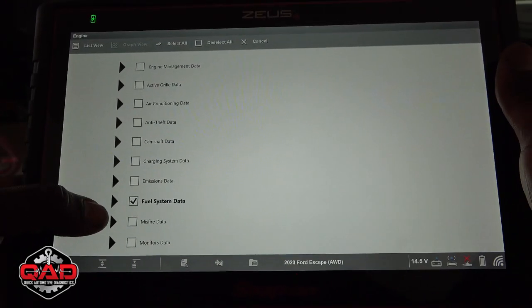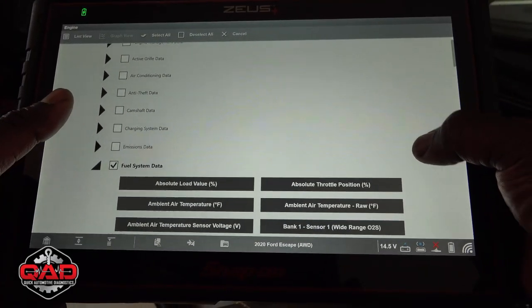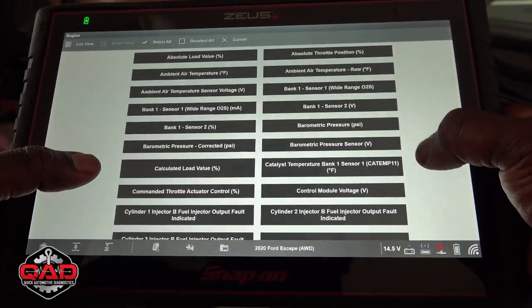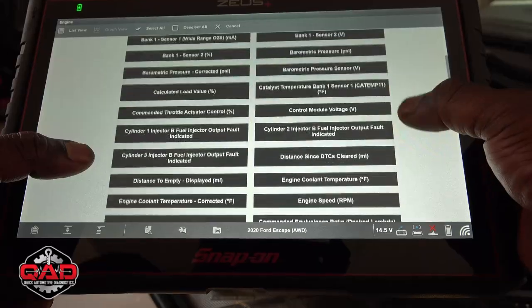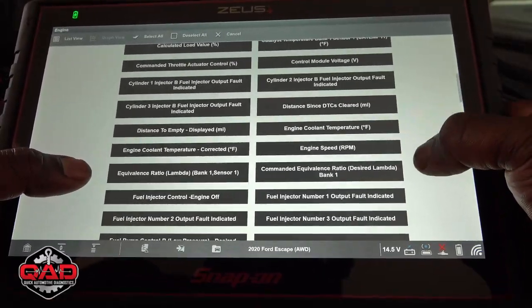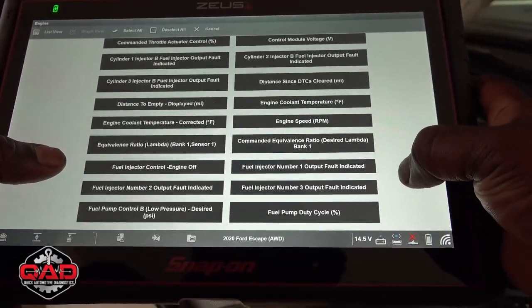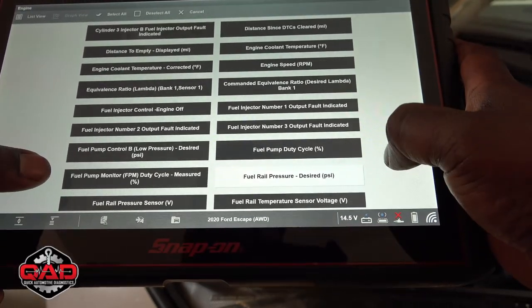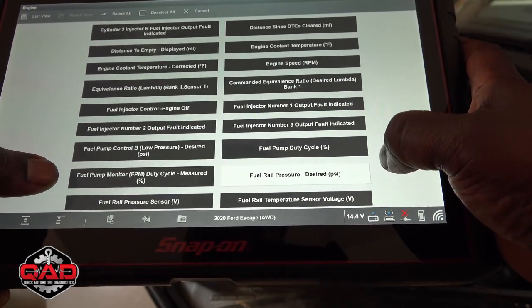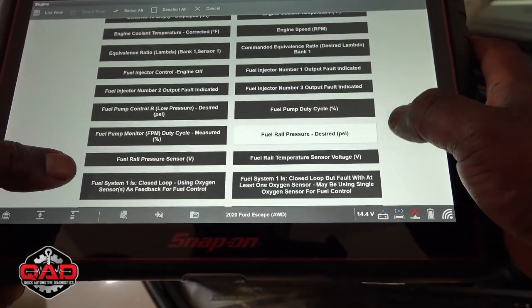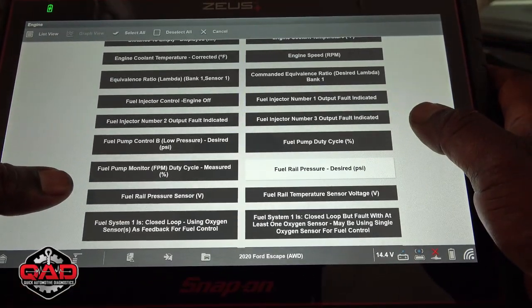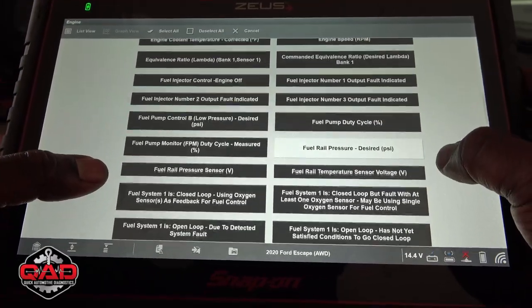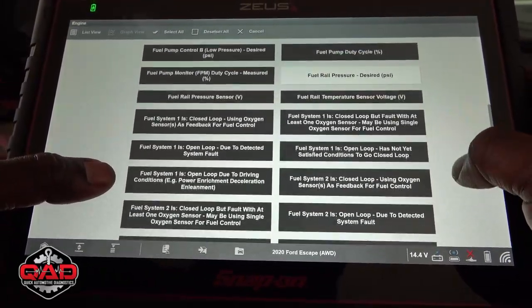Okay, so we're gonna go into fuel. All we need is the rail pressure, actual and desired. So let's find that. We have a duty cycle here. Fuel desired. And then fuel rail sensor, we need the pressure. Fuel rail pressure.